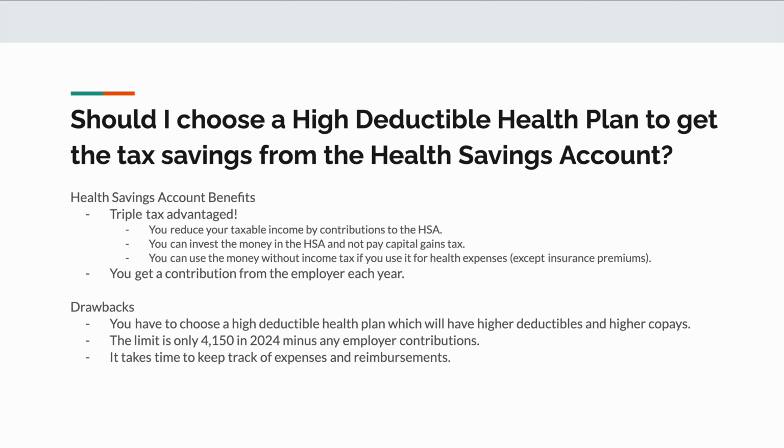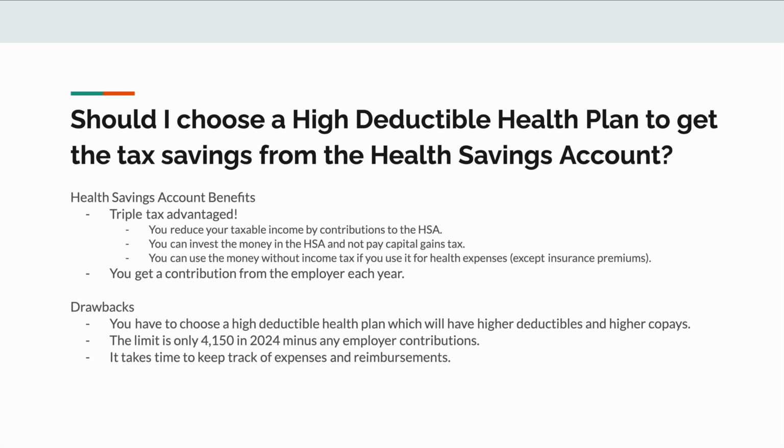There's another kind of health-related tax benefit account, and it's called a health savings account. But it's only available if you have a high deductible health plan from your employer. Should you choose to get the high deductible health plan, which is going to cover less and have a higher deductible, you're potentially going to have to pay more in order to get the tax savings from this HSA. So first of all, what are the benefits of this health savings account?